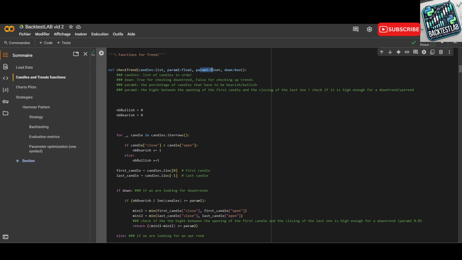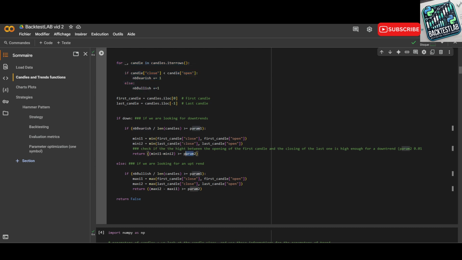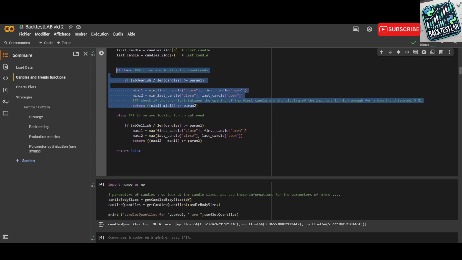So we can have, for example, all the candles bullish, but we want to make sure that there is a height between the first candle and the second candle, and we can pass this height as a parameter here. We are going to count the number of bullish or bearish candles, depending on whether we are checking a bullish or bearish trend, and if we are respecting the criteria of parameter 1 and parameter 2, we can confirm if it is a downtrend or an uptrend. We already discussed this function in the last video.